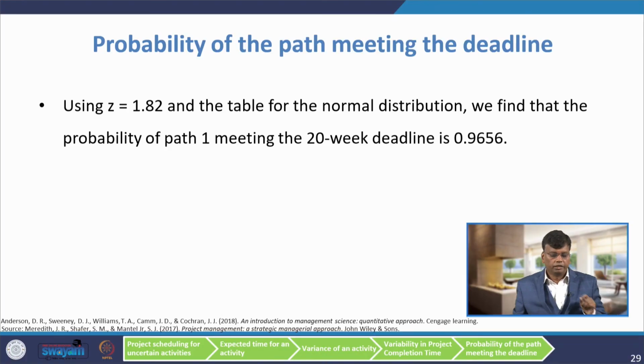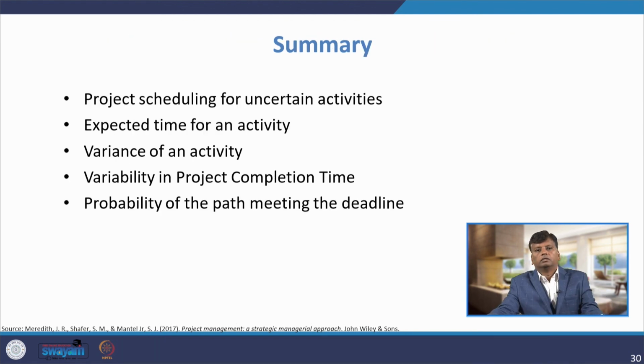So, now using z equal to 1.82, we can use a table for the normal distribution, or we can use Excel also, like what we have discussed just now. We can find the probability of the path meeting the 20-week deadline is 96%.